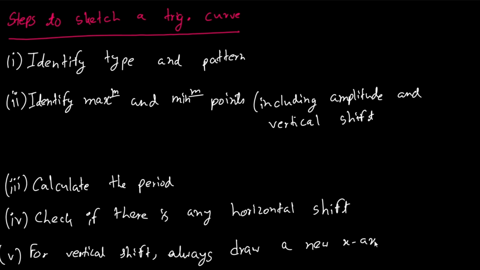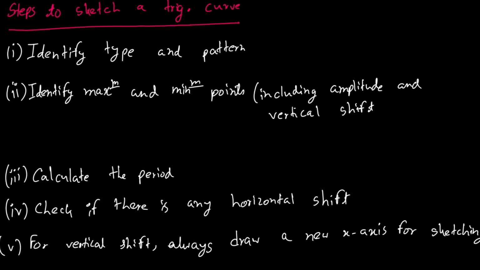For vertical shift, always draw a new x-axis for sketching. It will be a good frame of reference and you can easily draw the curve. And finally, you should draw asymptotes for tan curves only. It is very helpful, and for this, you don't even need to calculate anything. You can straight up draw it and do simple calculations to find out your points of intersection.